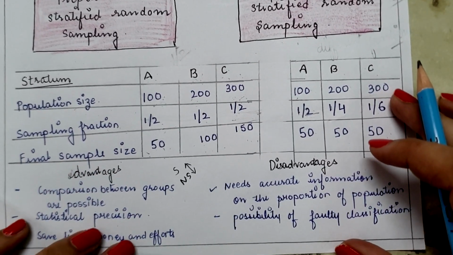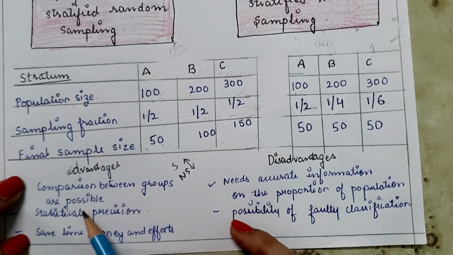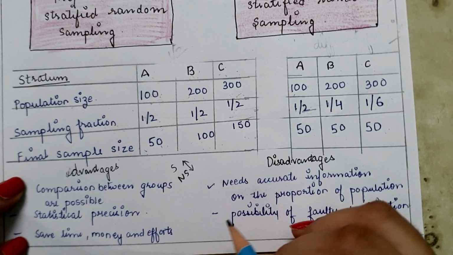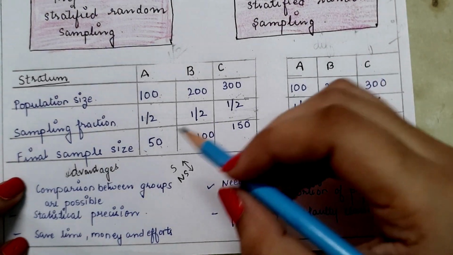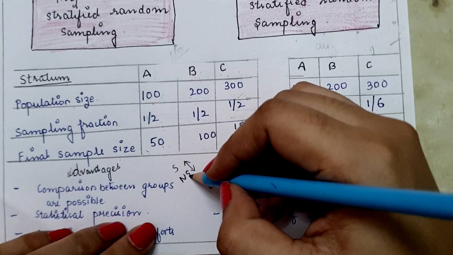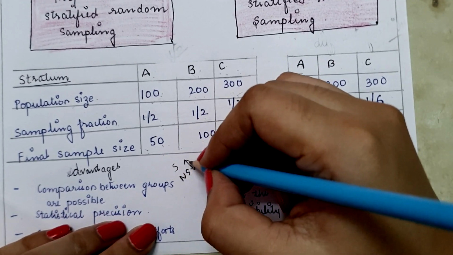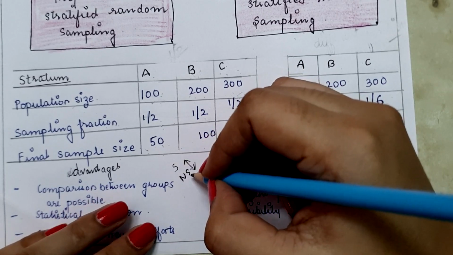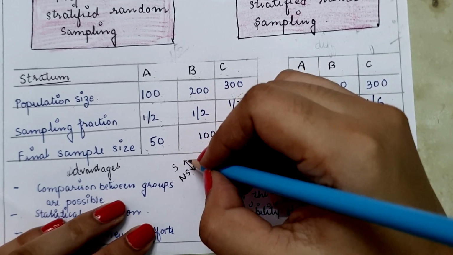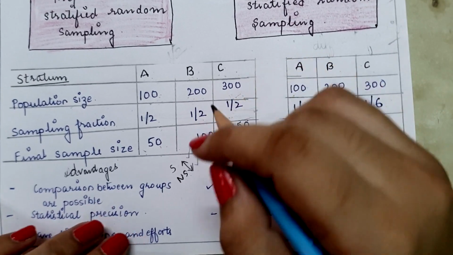Next are the advantages and disadvantages. First advantage is that comparison between the two groups is possible, as I already gave you the example of smokers and non-smokers to check the incidence rate of lung cancer among them. So in this type, the comparison is possible between smokers and non-smokers, to see whether the smokers have a higher incidence of lung cancer or the non-smokers do.